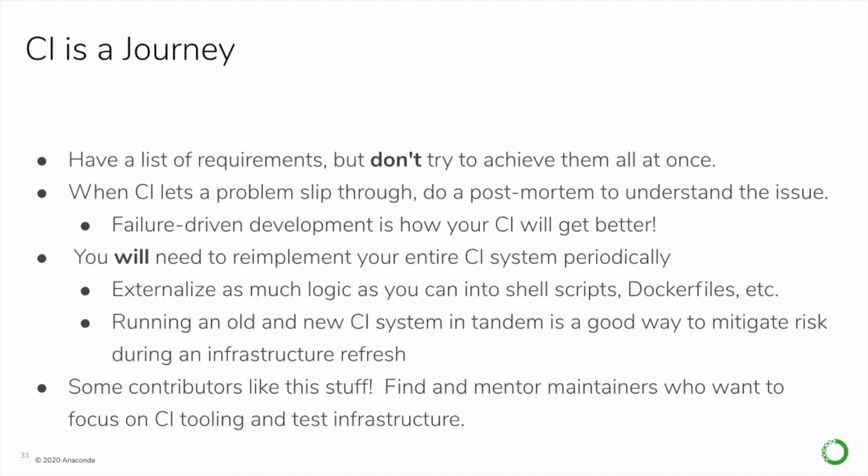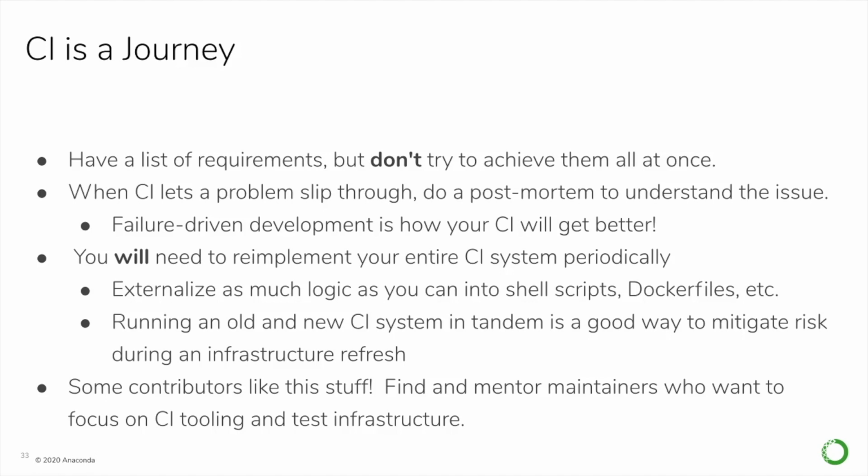Don't try and do them all at once. Think about what is the biggest impact with the least effort and start picking them off one by one. Whenever, and this is inevitable, a CI system does let a problem slip through, it's really valuable to stop and do a postmortem and just say, how did this happen?